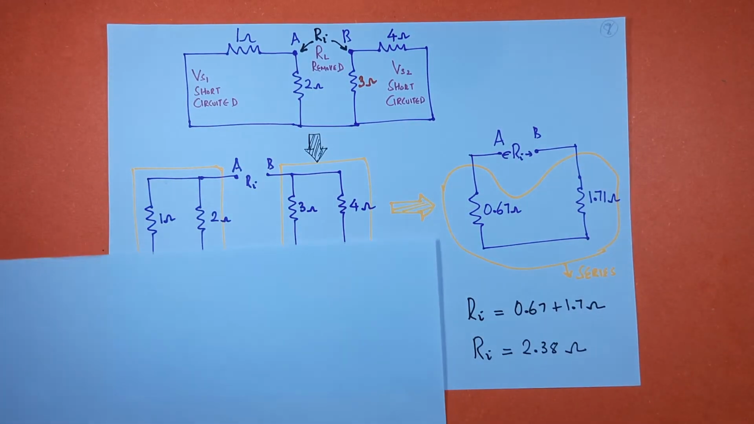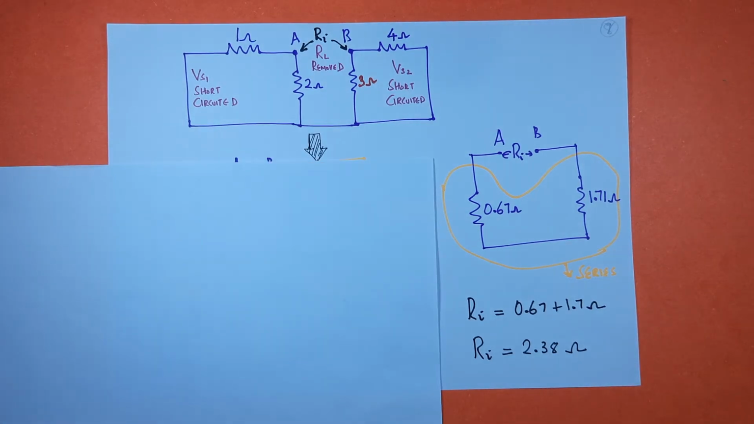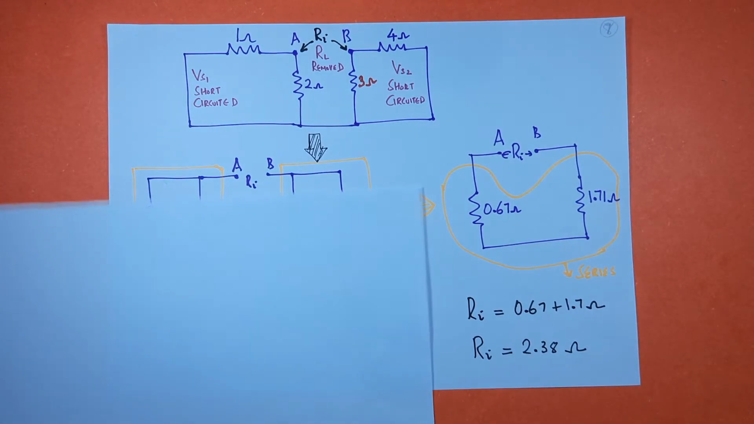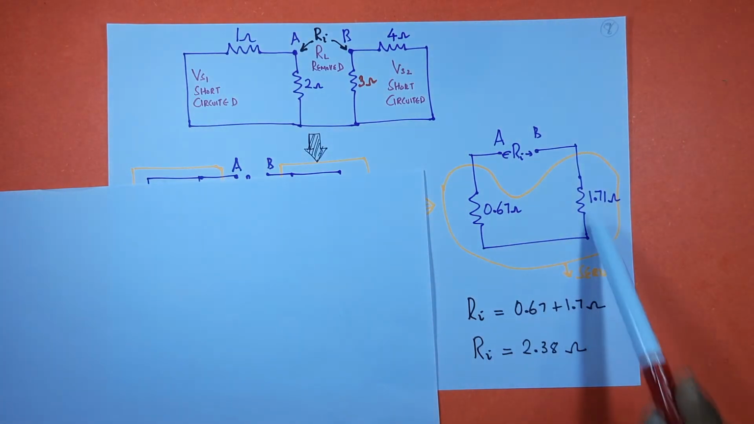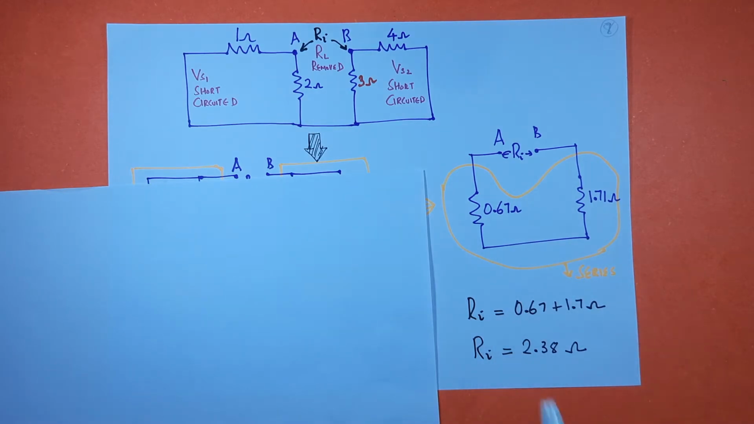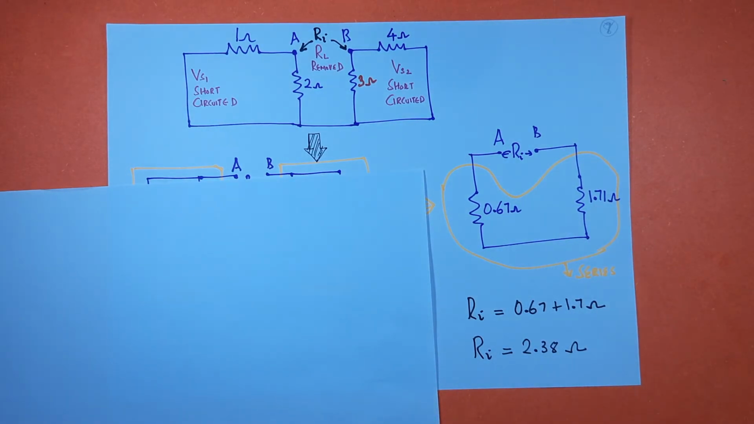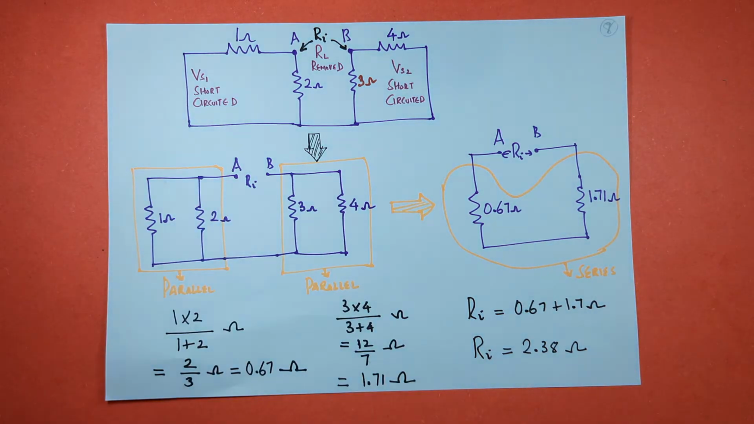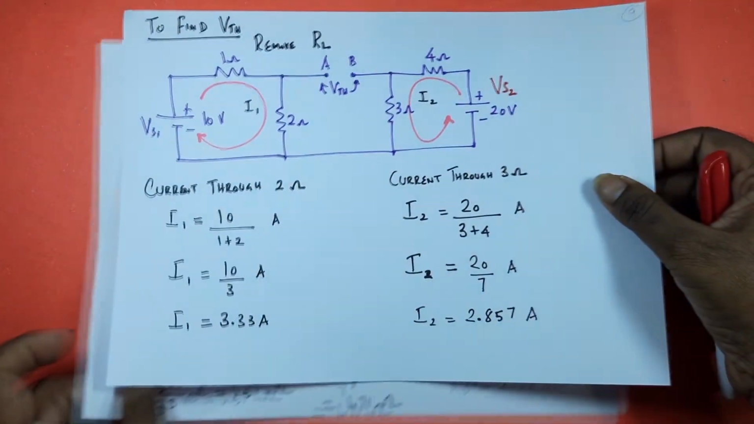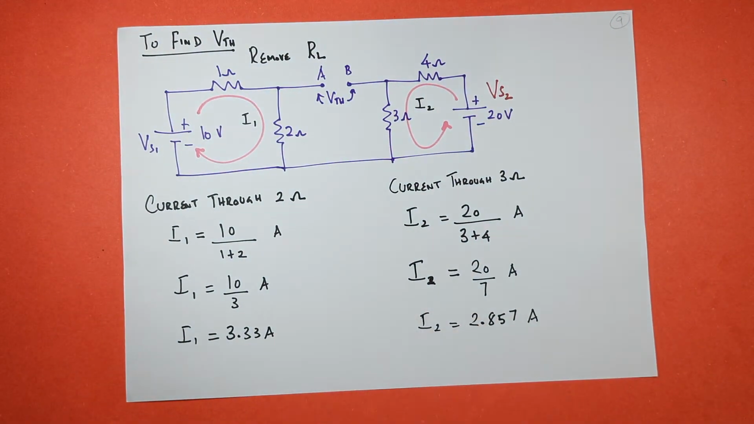This is nothing but 0.67 ohm. This is nothing but 1.71 ohm. Now these two resistors are connected in series. So Ri is nothing but the sum of these two resistors. Ri equal to 0.7 plus 1.7 ohm. Ri equal to 2.38 ohm.